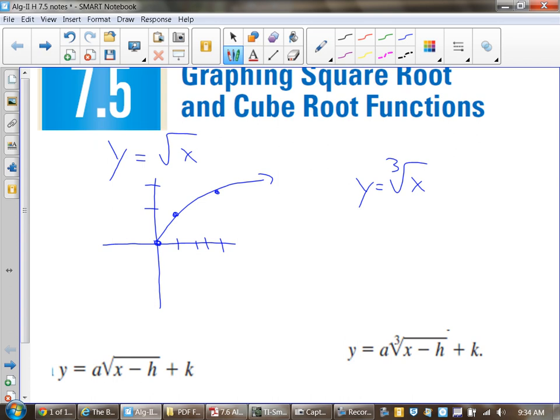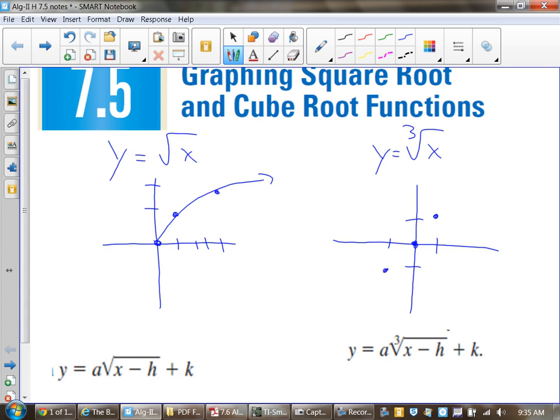When you're looking at cube root functions, it's generally the same exact thing. But one thing you'll notice is, can you take a cube root of a negative value? Yes. When you have cube roots, you can have negative values. That's okay. So when you start looking at what a generic idea of that looks like, what's the cube root of 0? What's the cube root of positive 1? 1. What's the cube root of negative 1? Negative 1.